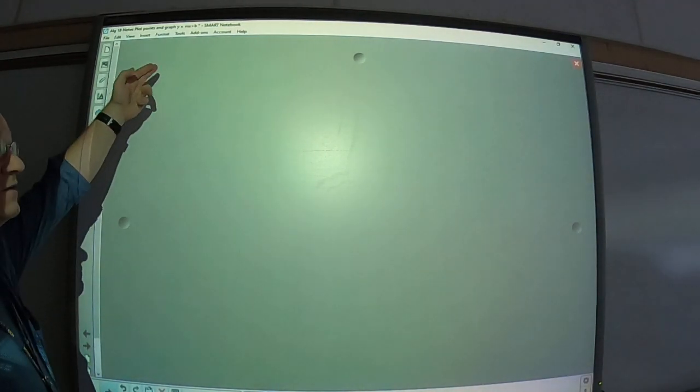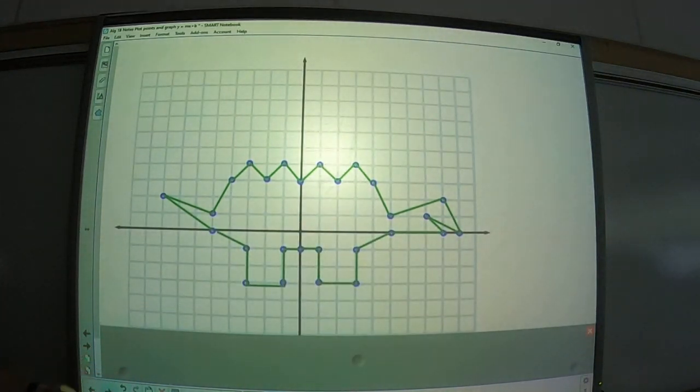Now that you've done that, hopefully yours came out like this. Whether you think of that as a turtle or a dinosaur, whatever, it's that shape. So please see if you did it right. If not, please contact me so that I can help you figure out what you're doing wrong.